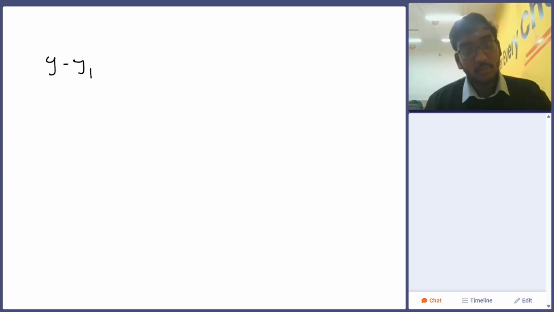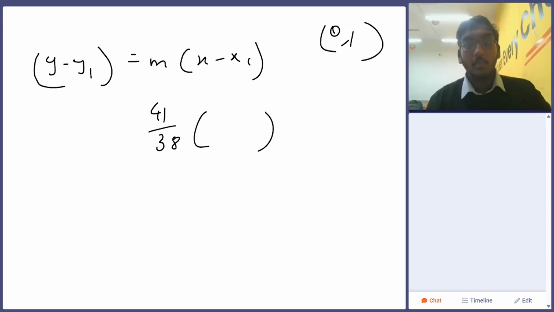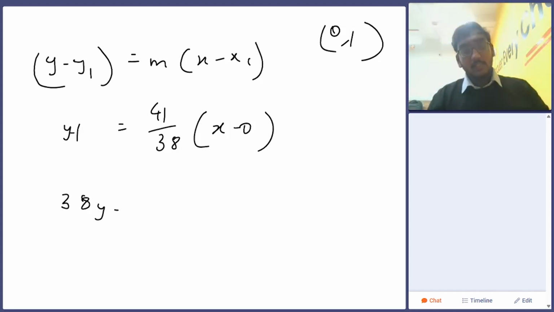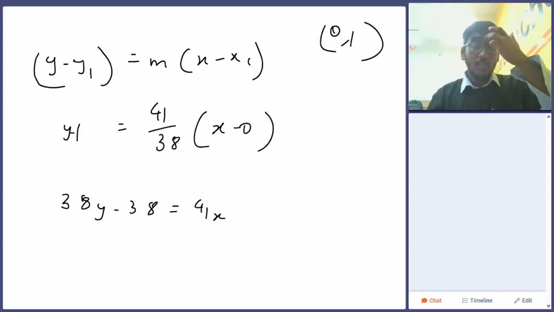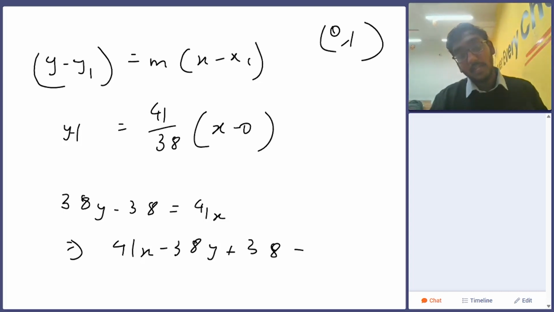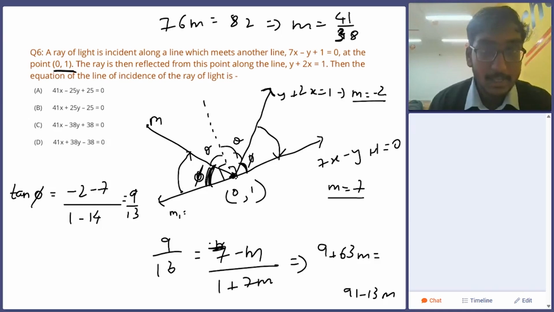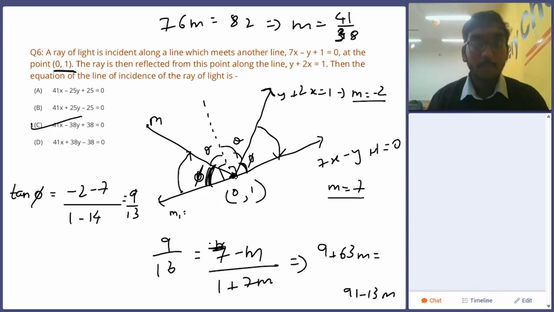So we can use this form, y minus y1 equal to m into x minus x1. So m is 41 upon 38, and 0 comma 1 is the point which you know. So y minus 1 equals 41 upon 38 times x minus 0. Again, you can rearrange and write it this way, 38y minus 38 equal to 41x. So what will be the equation? 41x minus 38y plus 38 equal to 0. That is option C.